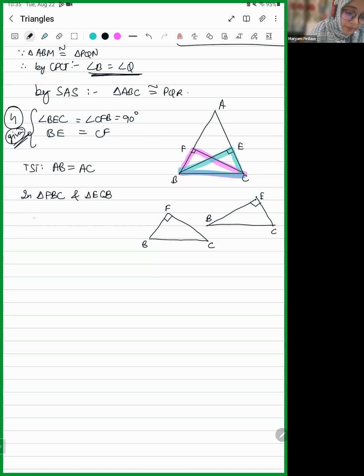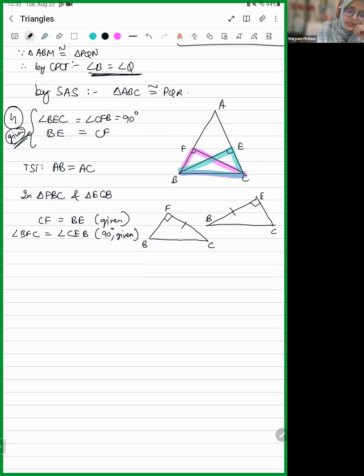So you said CF is equal to BE. Yes. Why? Because it's given. So what have we shown? CF is equal to BE. And angle E equals angle F equals 90 degrees. Angle BFC is equal to angle CEB, 90 degrees, given.